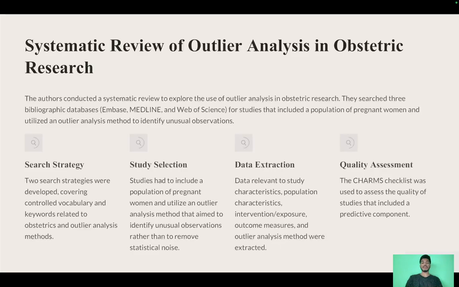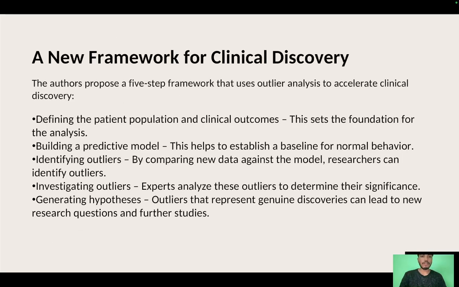Study selection: studies had to include a population of pregnant women and utilize an outlier analysis method that aimed to identify unusual observations rather than to remove permanent statistical noise. Data extraction is data relevant to study characteristics, population characteristics, intervention, exposure, outcome measures, and the outlier detection method. Quality assessment: the CHARMS checklist was used to assess the quality of studies that include a predictive component.